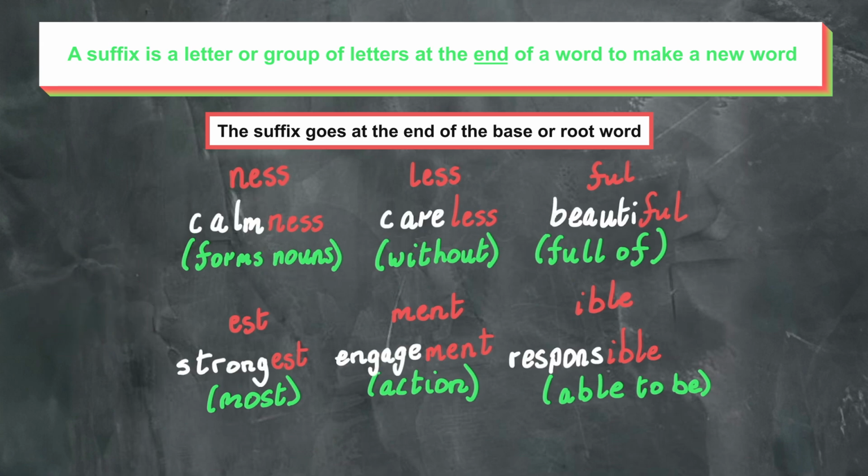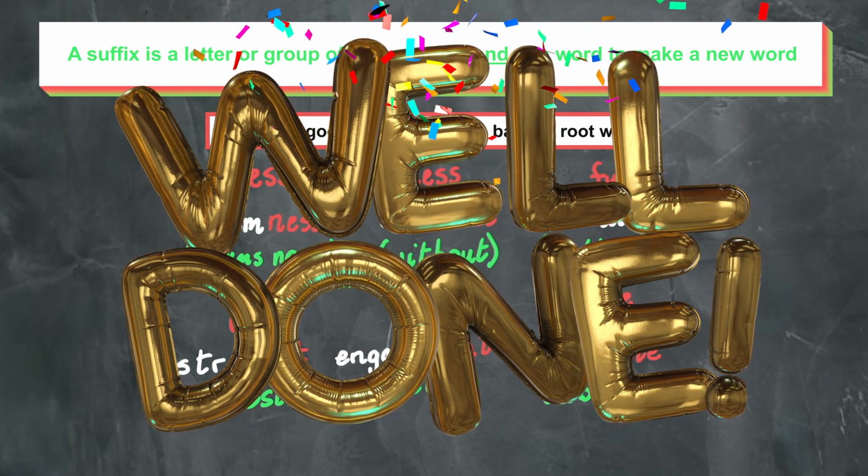Well done everybody. Here are some examples that I have managed to come up with. I've gone for calmness, careless, beautiful, strongest, engagement, and responsible. You may have managed to come up with some of these on your own, or you may also have come up with some different ones that I have not included. Well done everybody, great work.